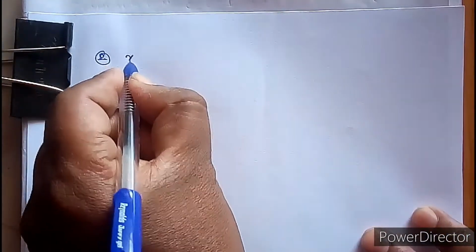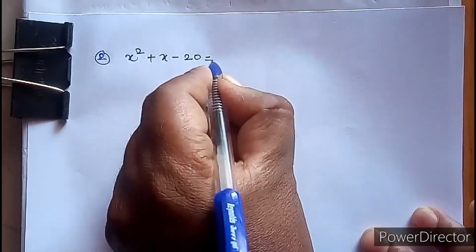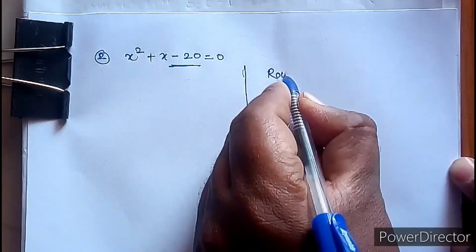Second problem is x square plus x minus 20 equals to 0. Here we have to factorize. Now here write down the rough part.